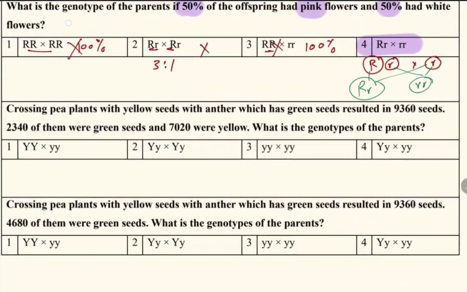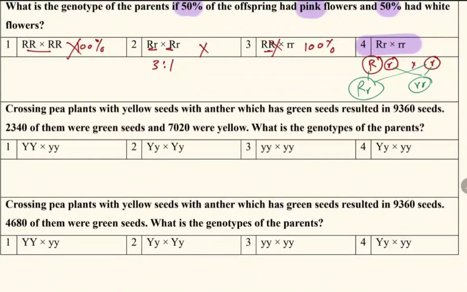Let's look at this one. The question says, crossing a pea plant with yellow seeds with another which has green seeds resulted in 9,360 seeds. How many of them were green? That is going to be 2,340. And how many were yellow? That's going to be 7,020.